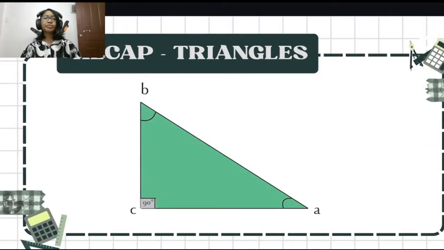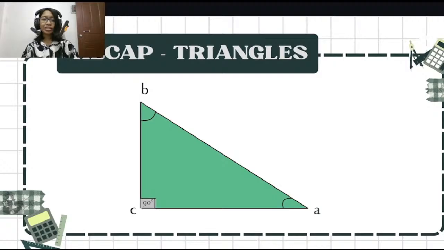Let's do a quick recap. A triangle is a figure with three sides, three angles, and three vertices. Understanding triangles is important because many real-life problems can be modeled using them. The basic parts of a triangle are the sides, angles, and vertices. Knowing these parts helps us identify what is given and what we need to find.